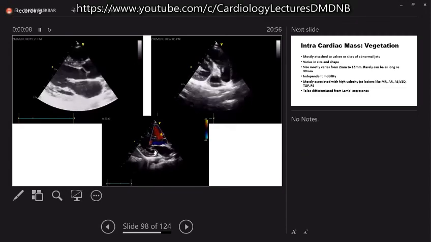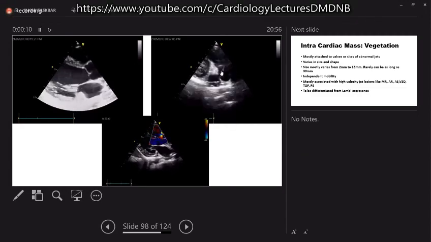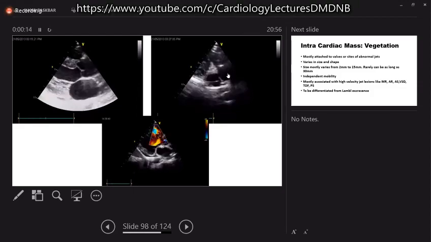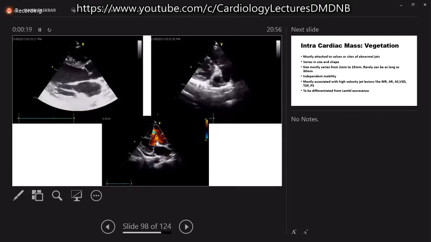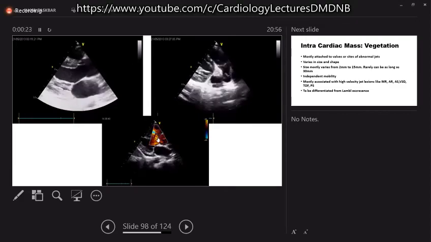Okay. So you can see there's a very huge mass here, which is actually falling into the RV outflow and also into the pulmonary outflow. The patient is having an RGVSD. So this is infective endocarditis in a patient with VSD.